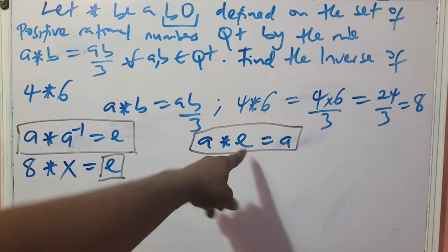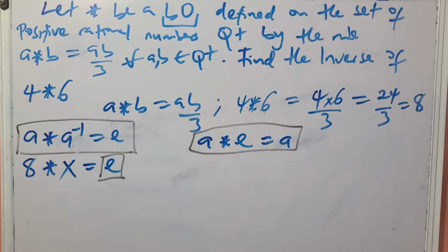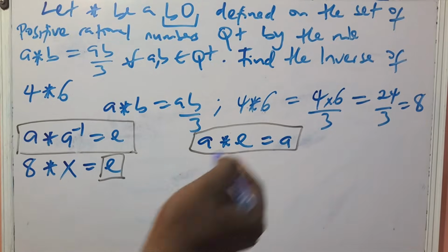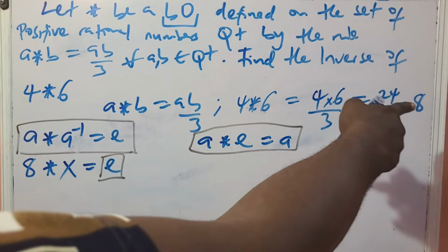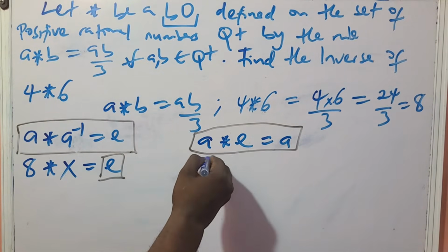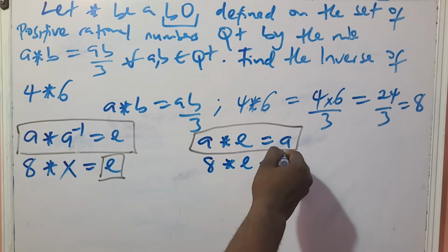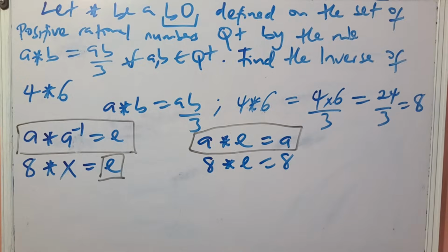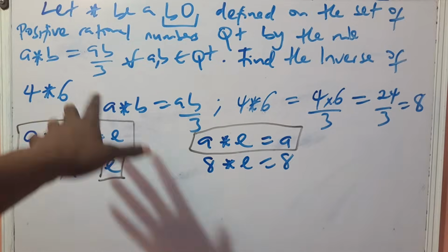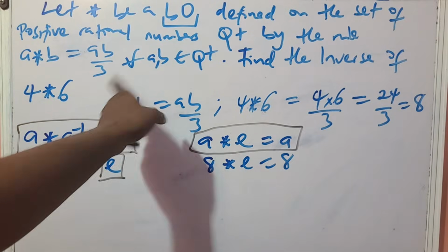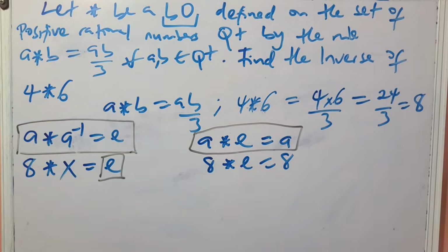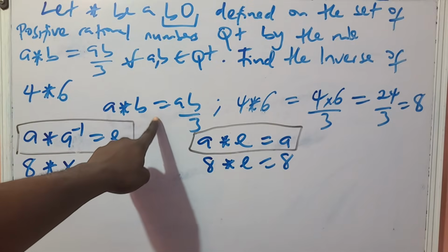Now, we need to go and find E. So what we need to do right now is to say, what is the element we are dealing with? The element we are dealing with is the element 8. So that means 8 star E should give me 8. All right. So what do we want to go and find? Don't forget your set of rules. This set of rules is the most important part of every question on binary operation, because anything you are doing must use this rule.